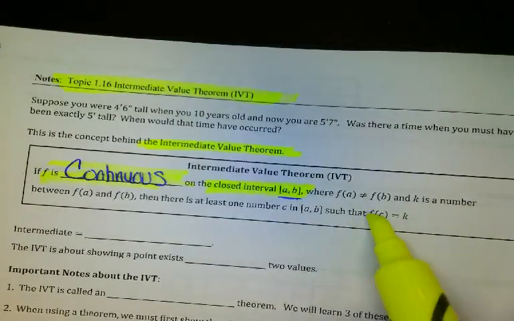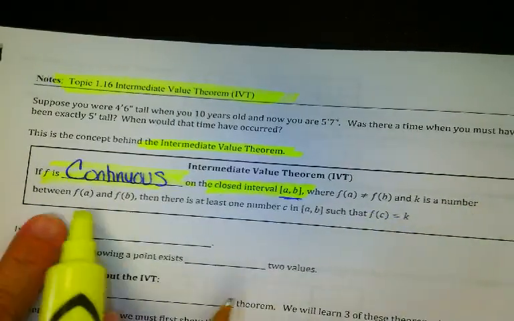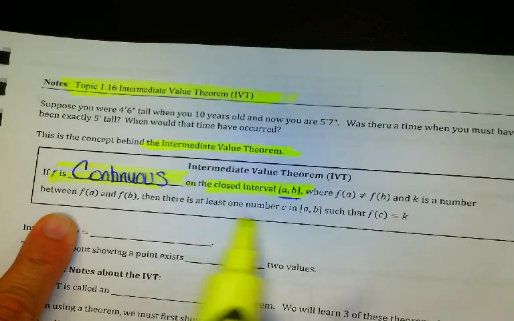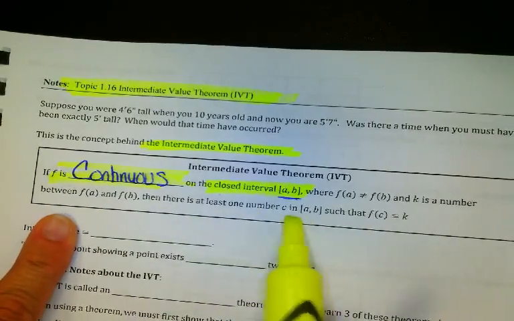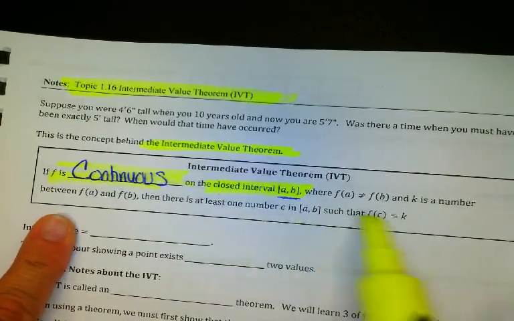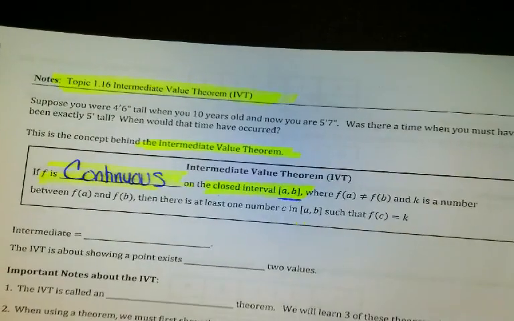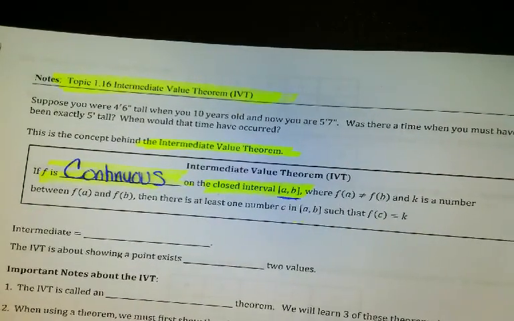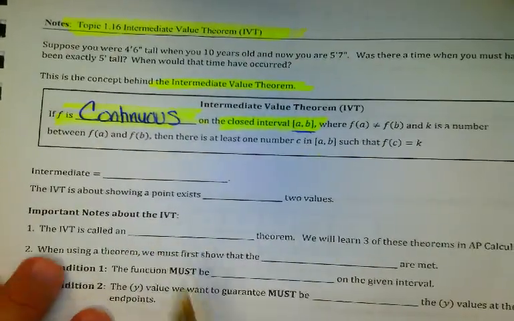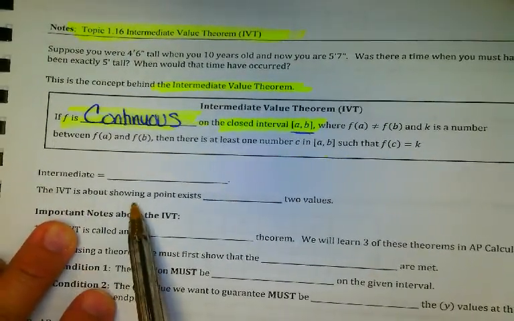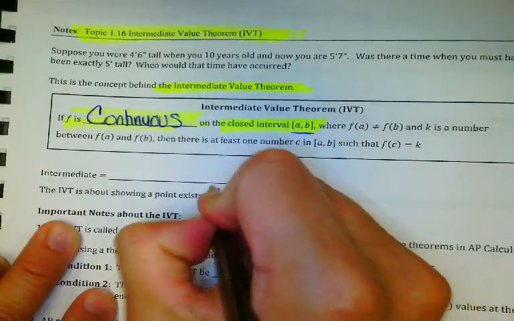Where f of a does not equal f of b, and k is a number between f of a and f of b, then there's at least one number c in [a, b] such that f of c equals k. Once we do a few examples, writing this out is going to seem a lot smoother. The IVT is about showing a point exists between 2 values.